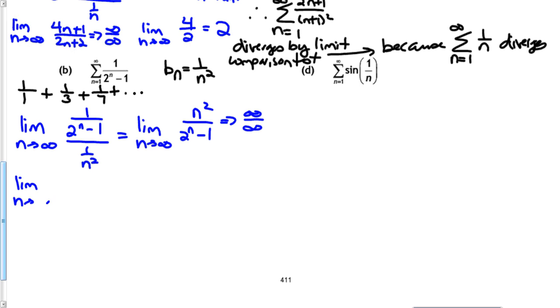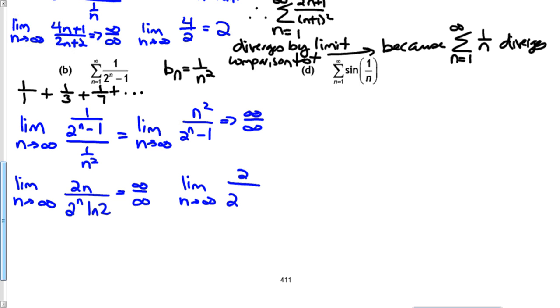So now I have the limit as n approaches infinity of 2n over the derivative of 2 to the n, which is, do we remember? 2 to the n times natural log of 2. And this one, I can do another L'Hopital's. That's approaching infinity over infinity. Do L'Hopital's again. Limit as n approaches infinity of 2 over this derivative, which is 2 to the n times natural log of 2 times natural log of 2. And when I evaluate this limit as n approaches infinity, I get 0.